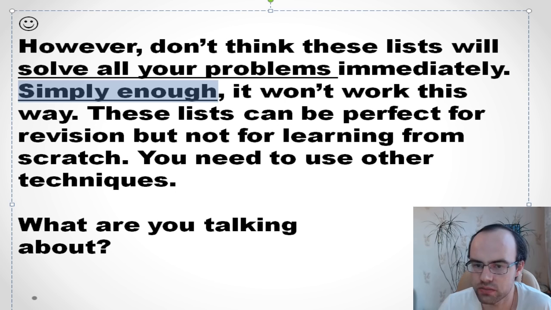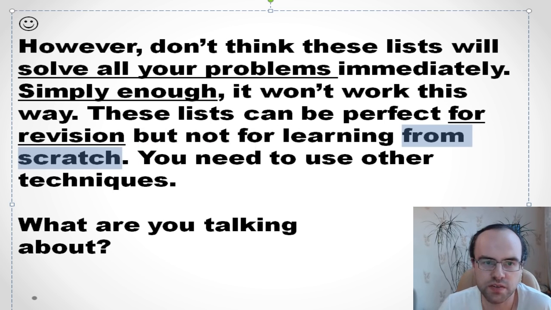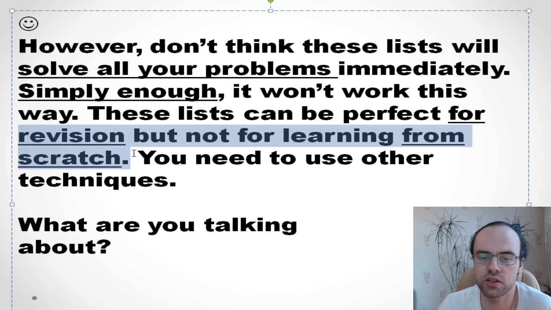So these lists can be perfect for revision, but not for learning from scratch. It means these lists can be very good if you know these words and you just want to revise some words, maybe you know 90%, 95%. It's good for revision, but not for learning from scratch, from zero, if you know nothing. But some students think, okay, I'll take this list of 3000 words, make cards, remember everything, and I'll know English in 10 days. No, it doesn't work this way.